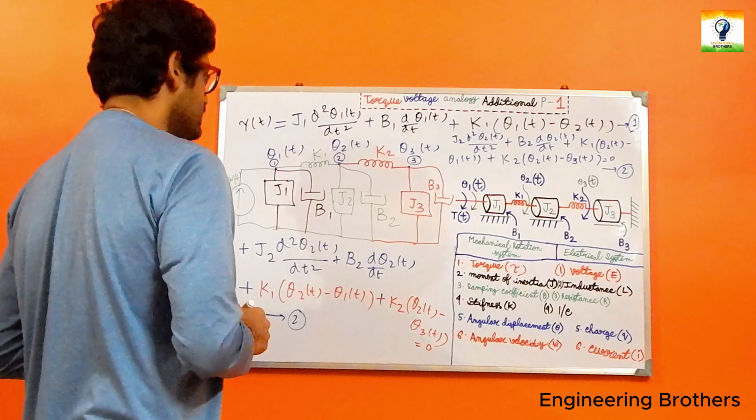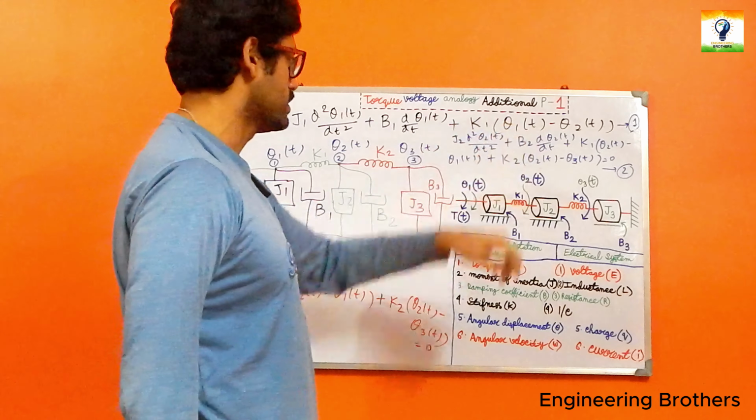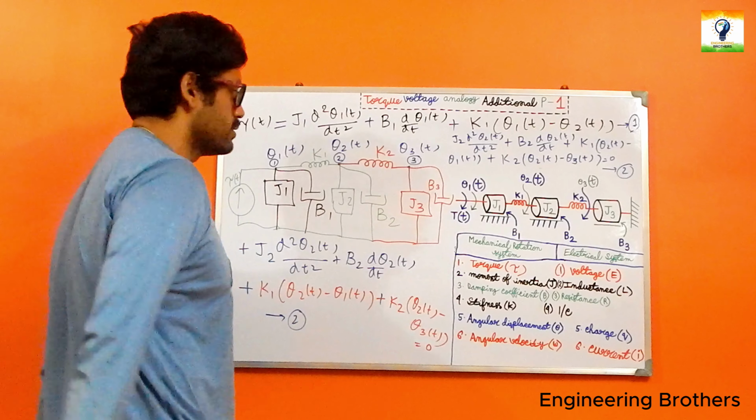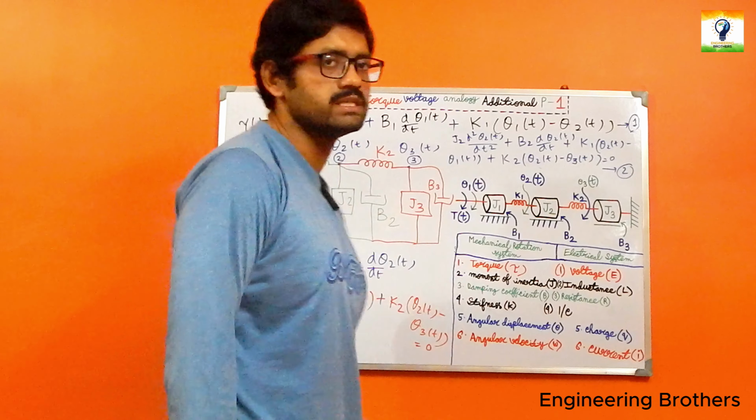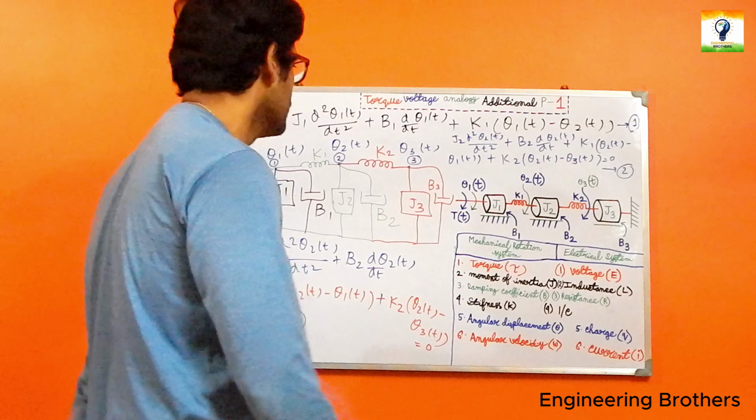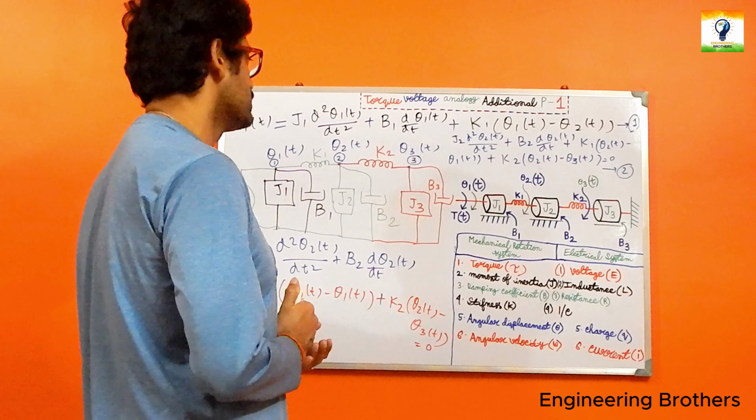And as I have noted down our equation 2 over here, I can erase this part of our equation and once again follow the same procedure by applying the D'Alembert principle on our node 3 to have our third differential equation over there.